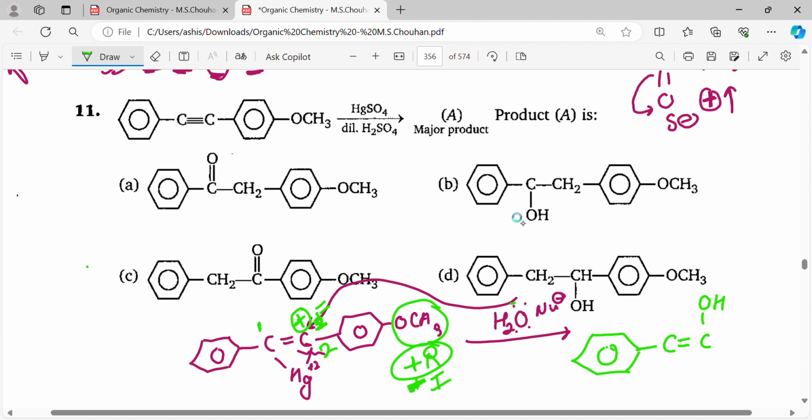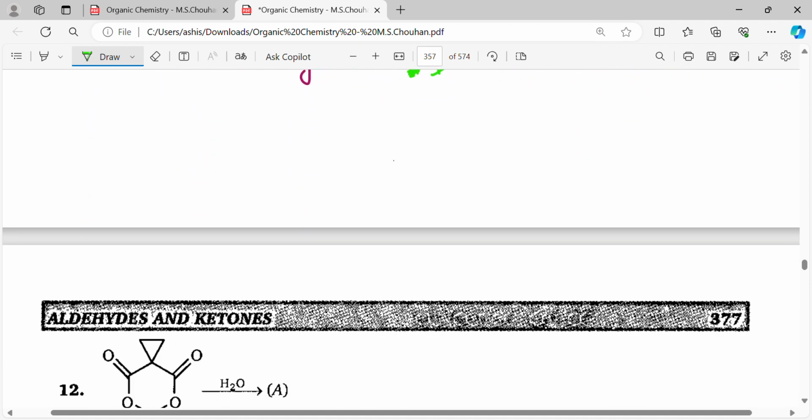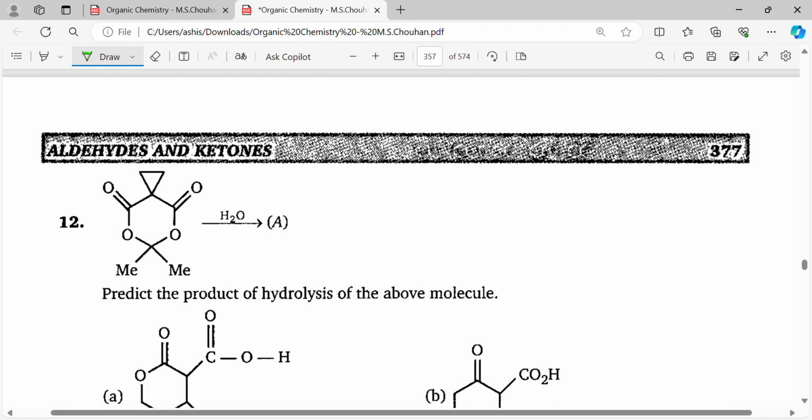C double bond C, and there is OH, then OCH3. Now ketoenol tautomerism occurs, and due to ketoenol tautomerism, this double bond will migrate and our product will be C. So its answer will be C.